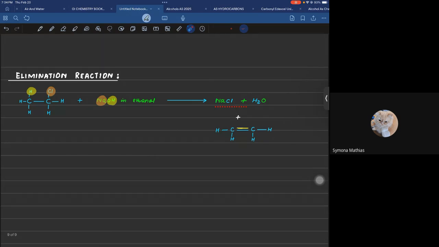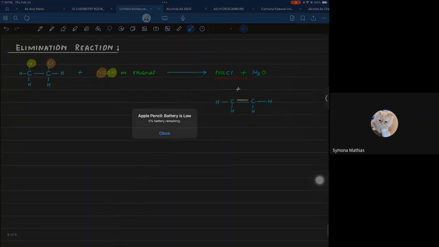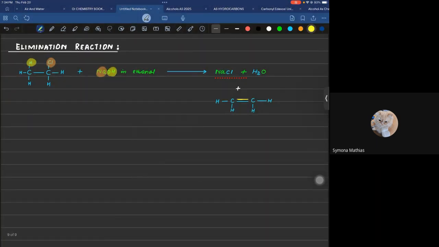And then, let's suppose, for elimination, this is an important point: beta hydrogen is a must. Beta hydrogen must be there. अब बीटा हाइड्रोजन क्या आ गया ये, सो सुनिएगा जरा.